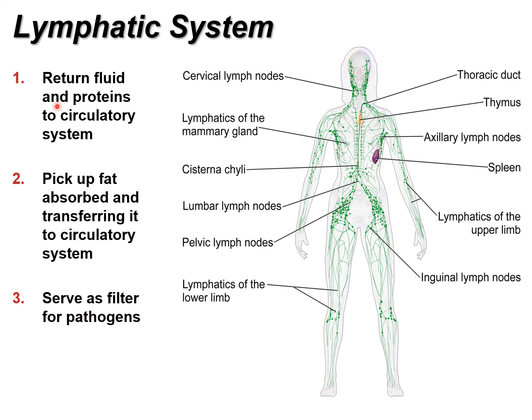So: return fluids and proteins to the circulatory system, pick up absorbed fat from the gastrointestinal tract and bring it to the liver and then on to the rest of the body. And then lastly, immunologic function, serving as a quote-unquote filter for pathogens.